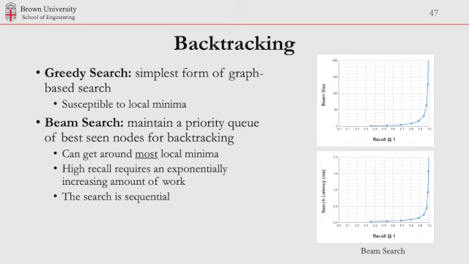I already mentioned greedy search, and I mentioned beam search, which uses backtracking. The issue with beam search is that in order to get high recall, we need to increase the beam size substantially, exponentially. And increasing the beam size is increasing the amount of backtracking, which increases the overall latency. And the issue of beam search is that it's a sequential process.